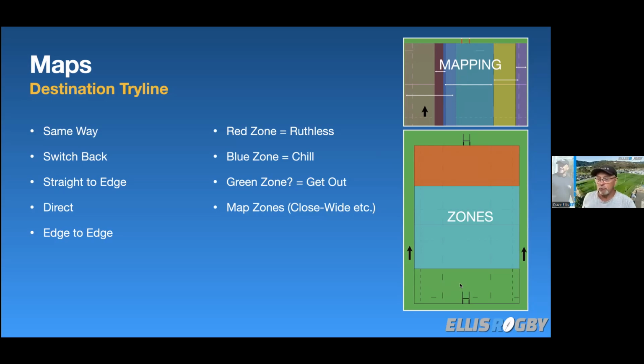So don't discount the green zone, or your defensive zone there, as being an area that you can attack from. You just need to make sure you've got the skill set to do so, because a dropped pass or a mistake in this area can cause you all sorts of grief.